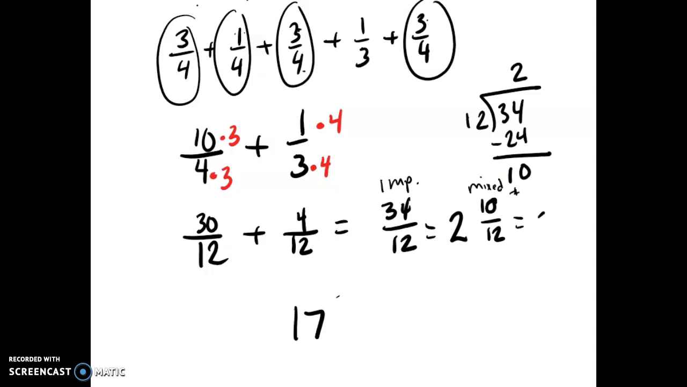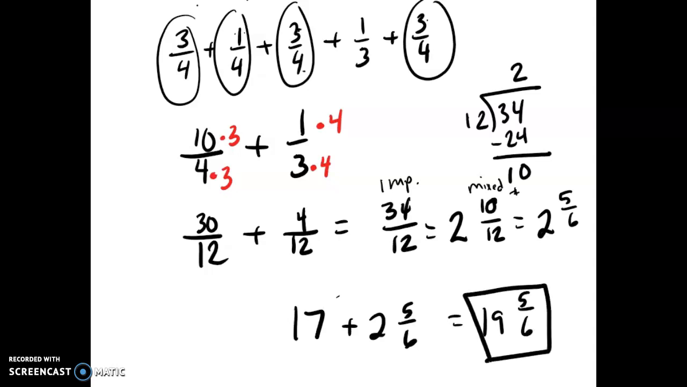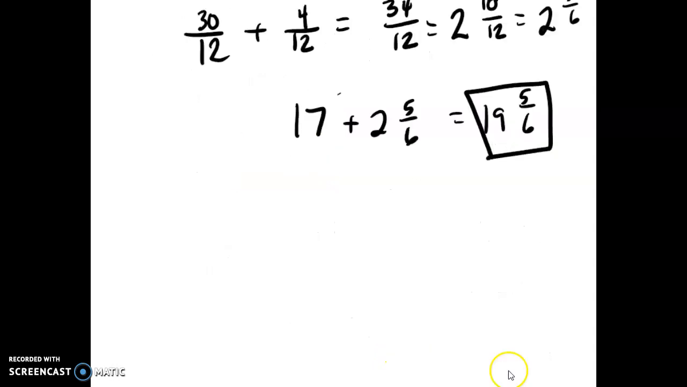And then this would further reduce because 10 and 12 both have a common factor of 2 that would divide out. So I would get this. Now I have the whole number 2 and 17. That would make 19 and 5/6. He studied for 19 and 5/6 of an hour last week. Part 2 of this question says find the average. So that's how much he's worked for the past week.